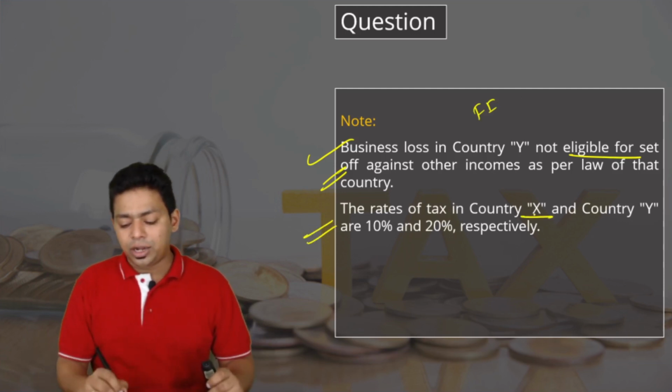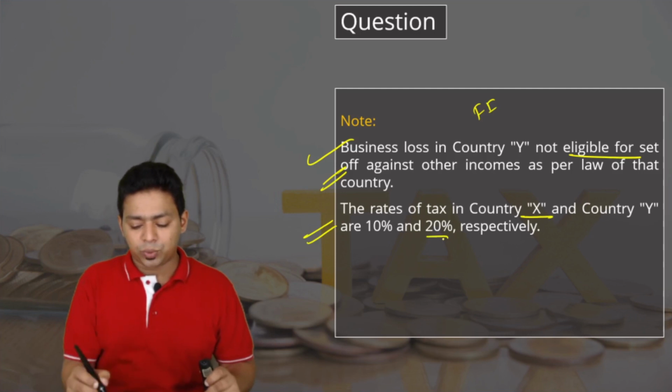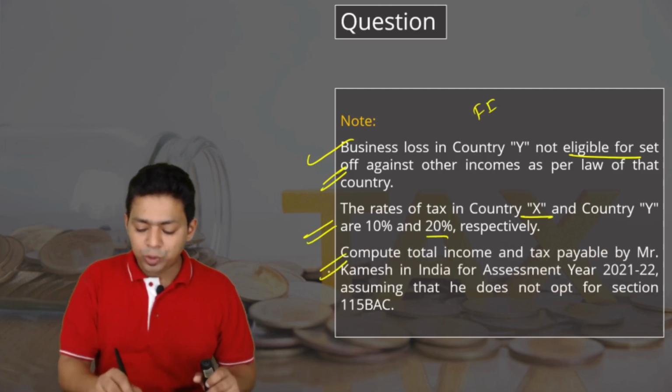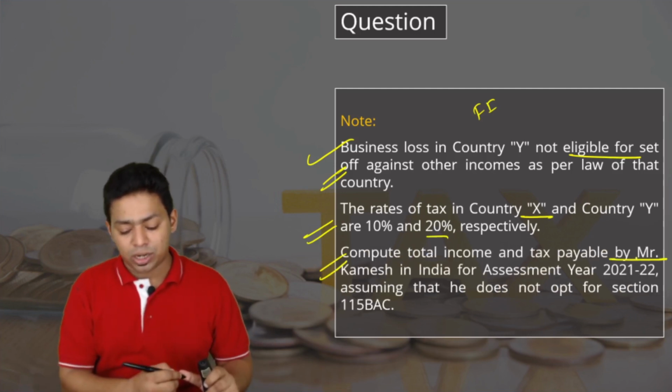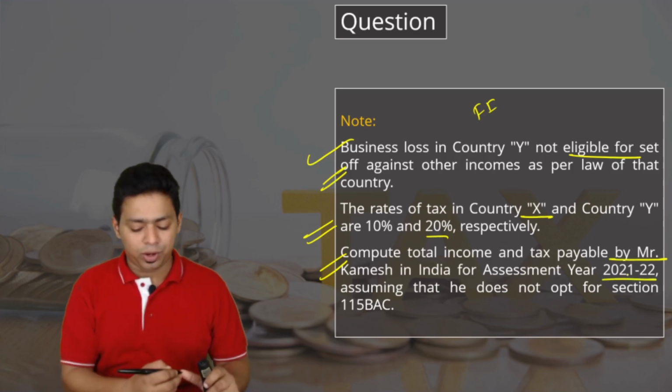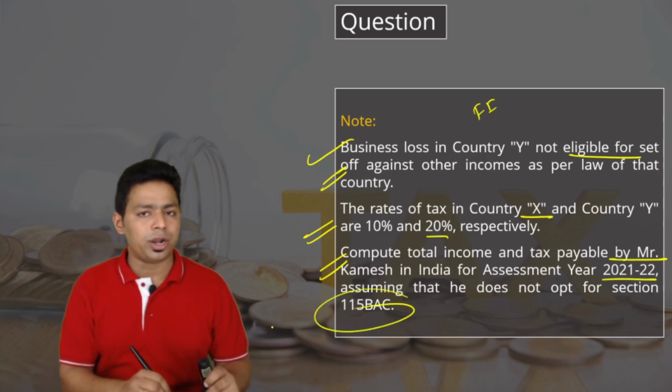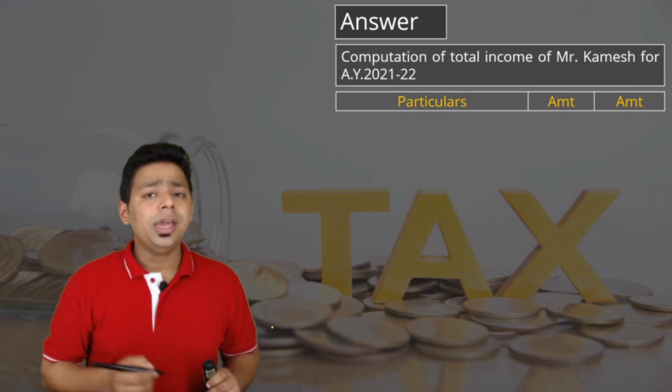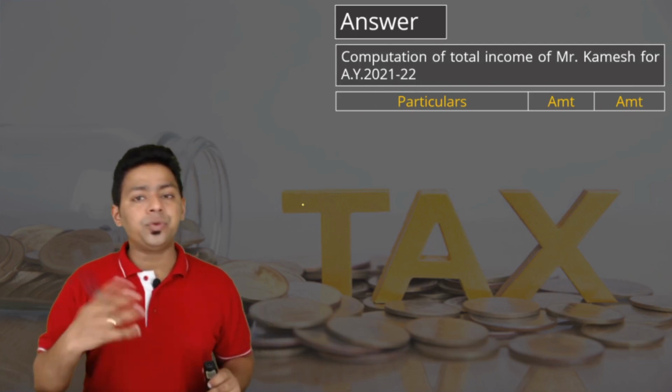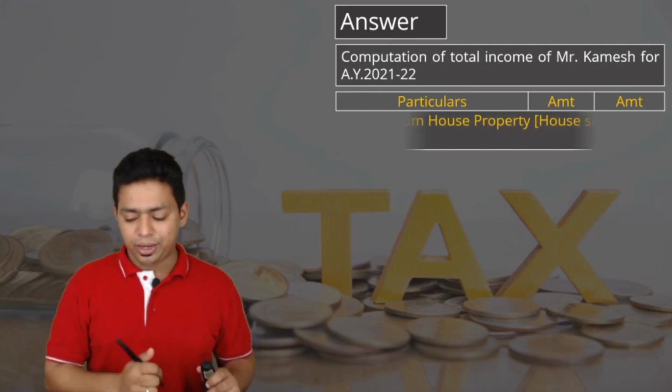The tax rates in country X is 10% and country Y is 20% respectively. Compute the total income and tax payable by Mr. Kamlesh in India for AY 21-22, assuming that he has not opted for 115 BAC. Easy question, they are just trying to confuse us and there is too much data available here.